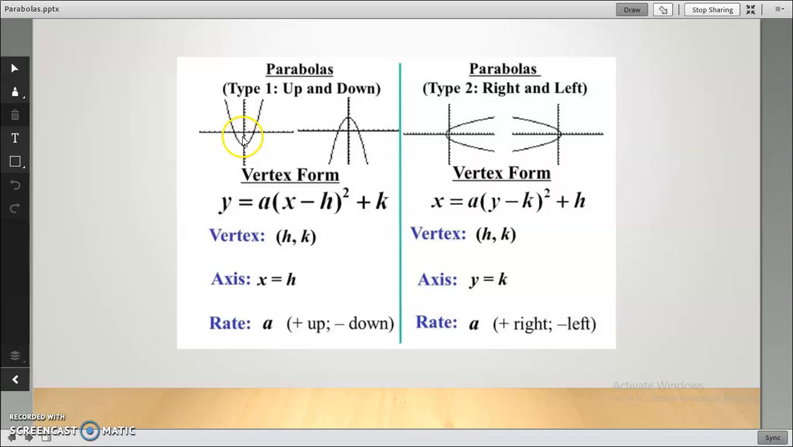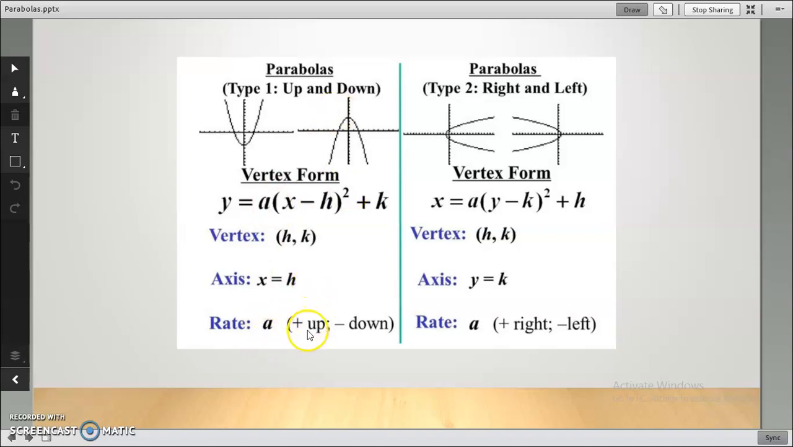We have vertical parabolas, and the vertex form is y equals a times (x minus h) to the second power plus k, where the vertex is (h, k). The axis is x equals h, and the rate, also known as the focal length, is a.